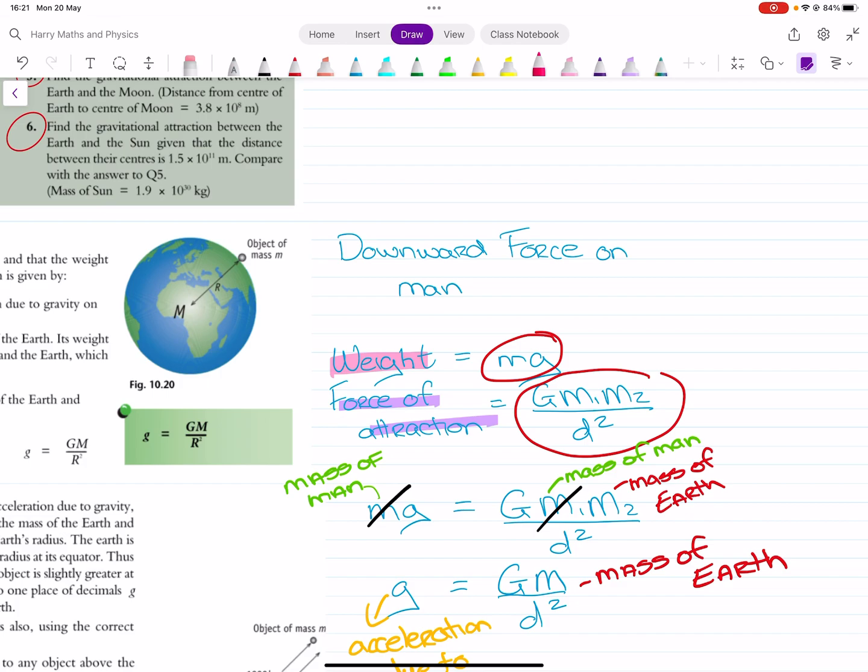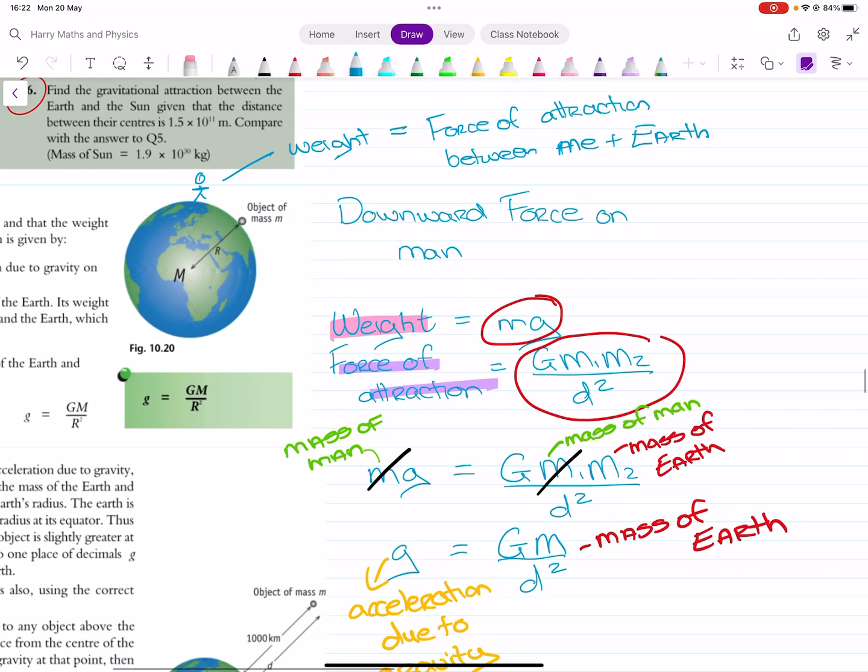So just understanding that if you are a person on the surface of the Earth, my weight is the same as the force of attraction between me and the Earth. Do you know what I mean? Your weight is your mass multiplied by the gravitational pull, and the force of attraction caused by gravity is going to be the exact same thing. So that's what I have here. The weight is mass by gravity.